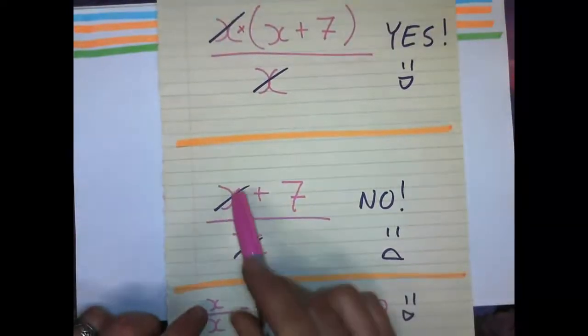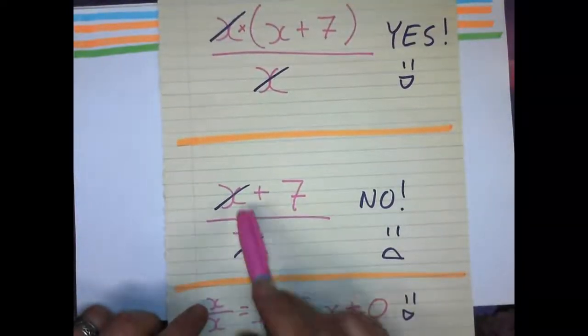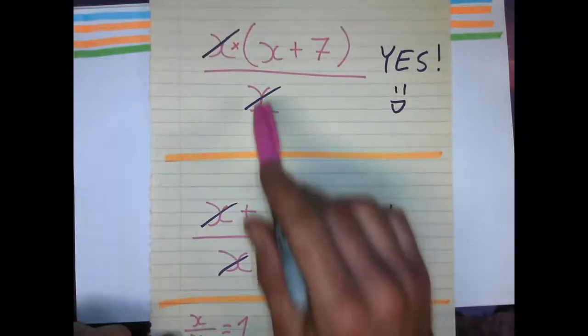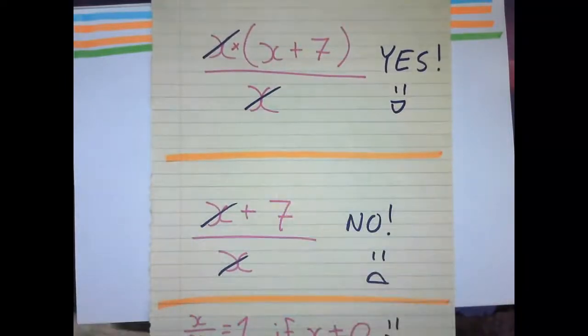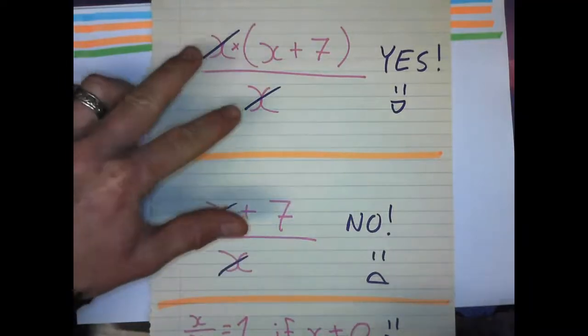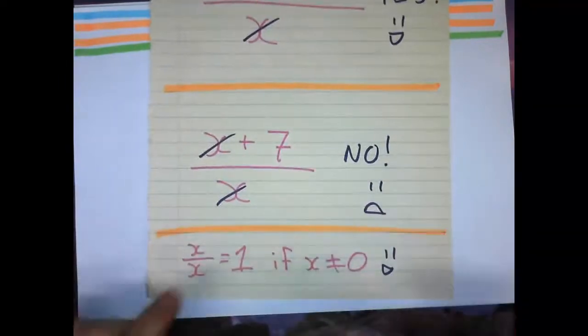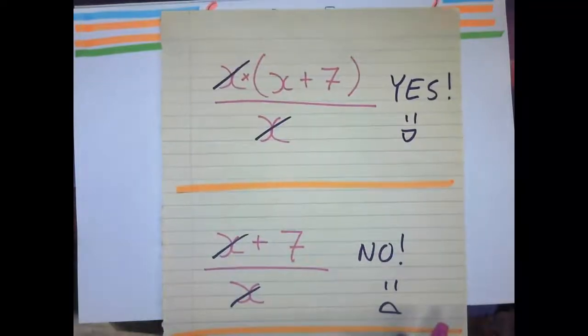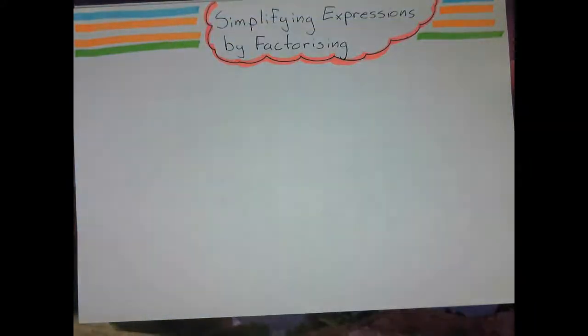I cannot cross-cancel when it looks like this because these x's here are not factors. So this is pretty important before we begin, just the concept of cross-canceling. What it means is that we're just dividing by 1, so it's not changing the value of the expression at all. Okay, so let's look at our first example here.